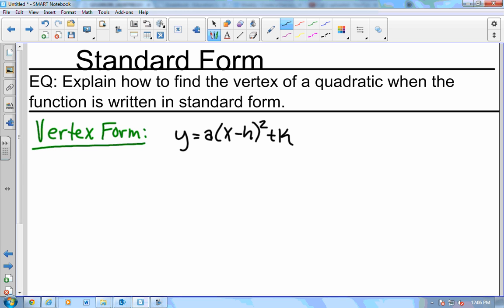That was vertex form. If I give you numbers, y equals negative 2 times (x minus 3) squared plus 1, you should be able to look at that and tell me the vertex.